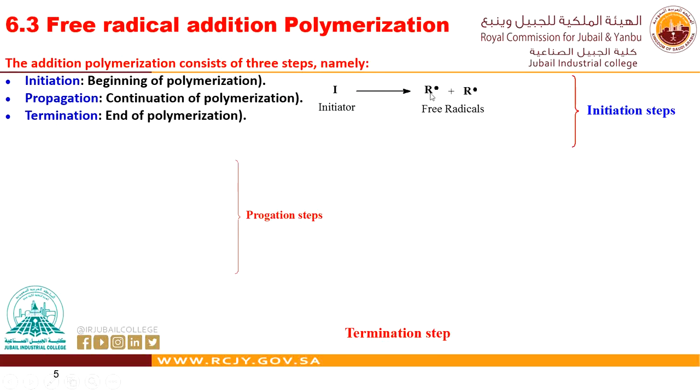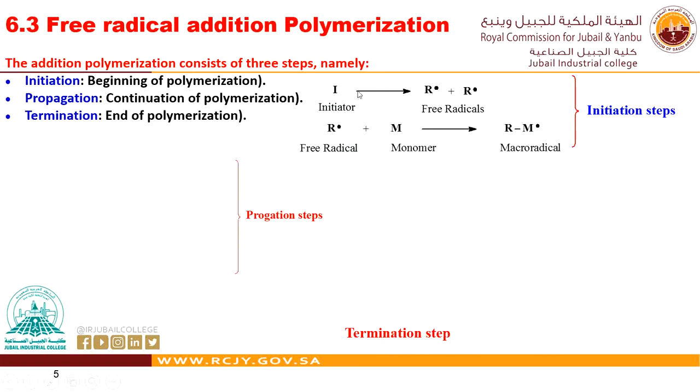Now this free radical is represented with what? R dot. And you remember we said a free radical is an atom or a group of atoms that has 1 free electron. But if it has a plus, then it is called a cation, and if it has a minus, then it is called an anion. So the initiator decomposes to give a free radical.